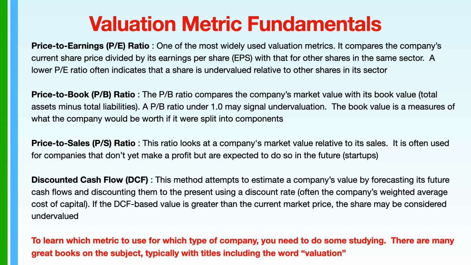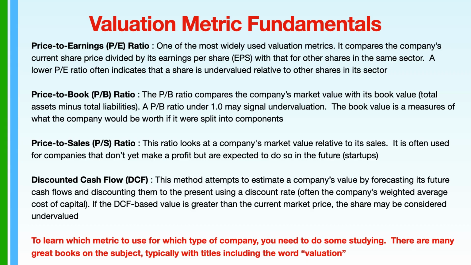Price to book or PB ratio compares the company's market value with its book value, that is, total assets minus total liabilities. A PB ratio under 1 may signal undervaluation. The book value is a measure of what the company would be worth if it were split up into components and sold off. Price to sales ratio is a ratio that looks at a company's market value relative to its sales. It's often used for companies that don't yet make a profit but are expected to do so in the future, so typically startups.